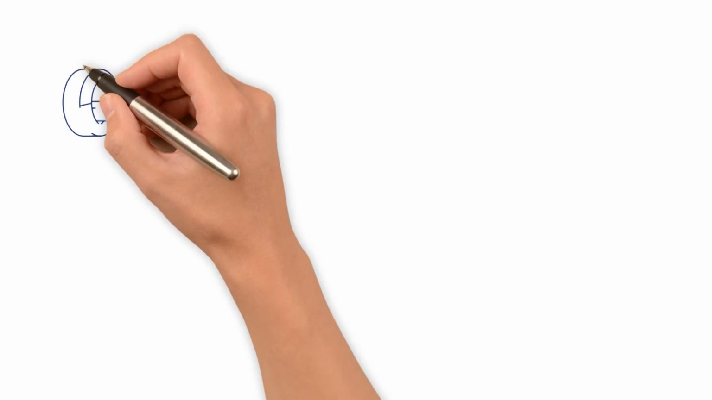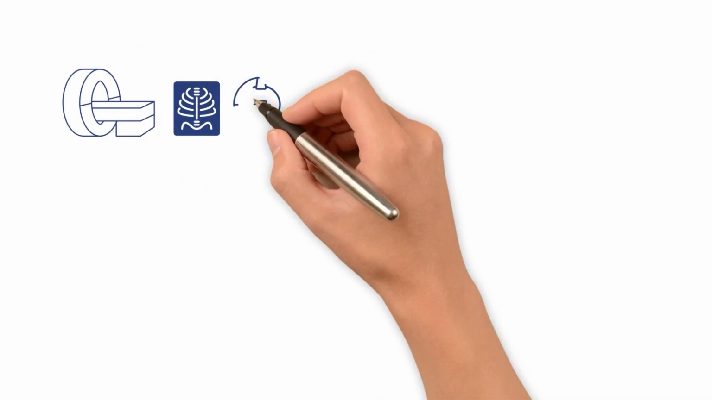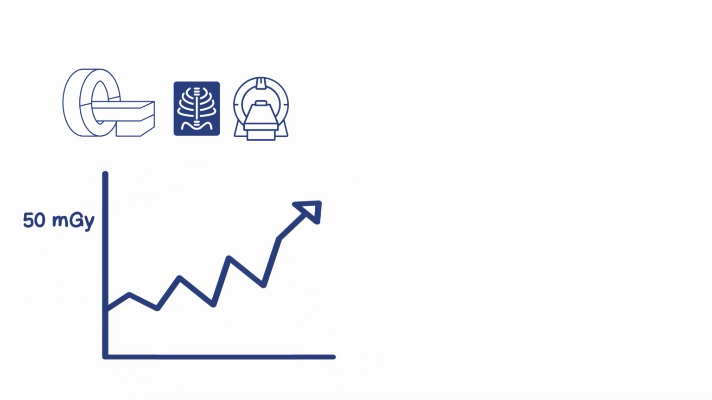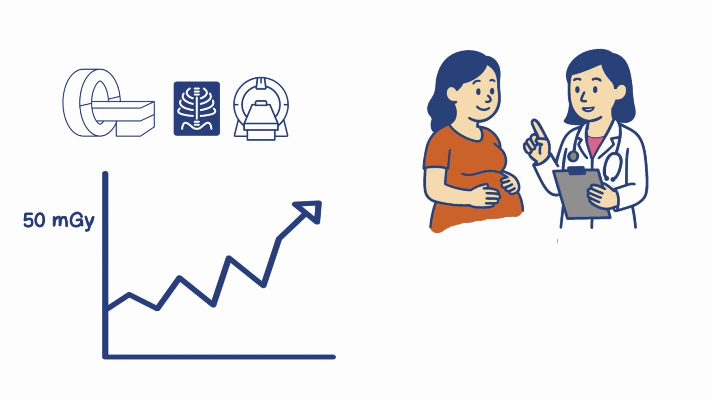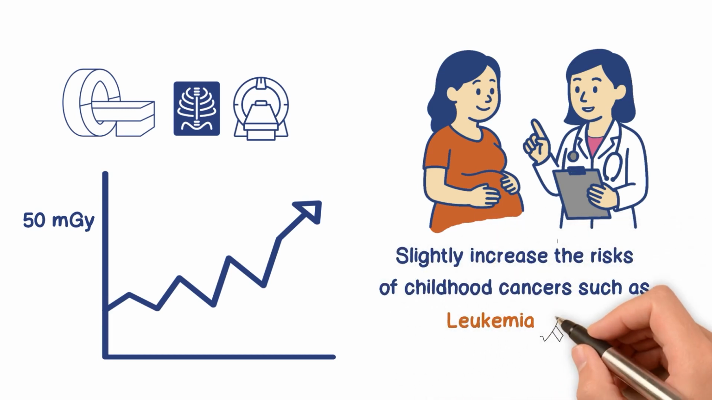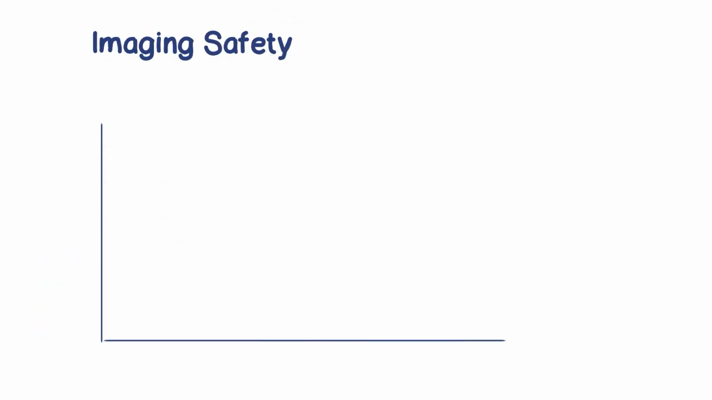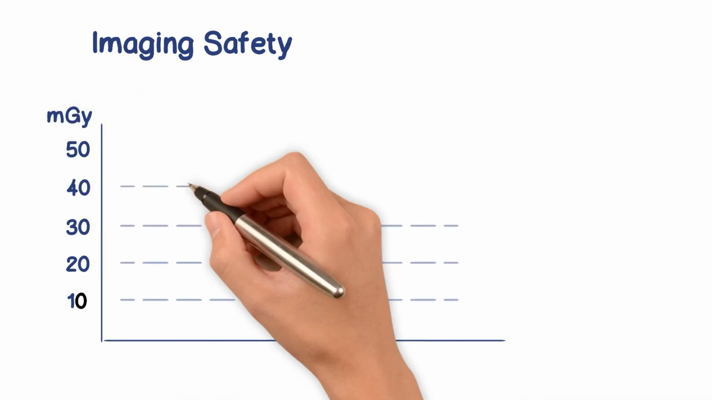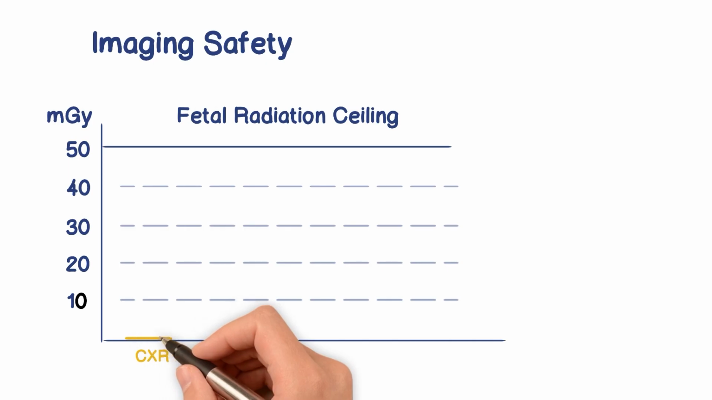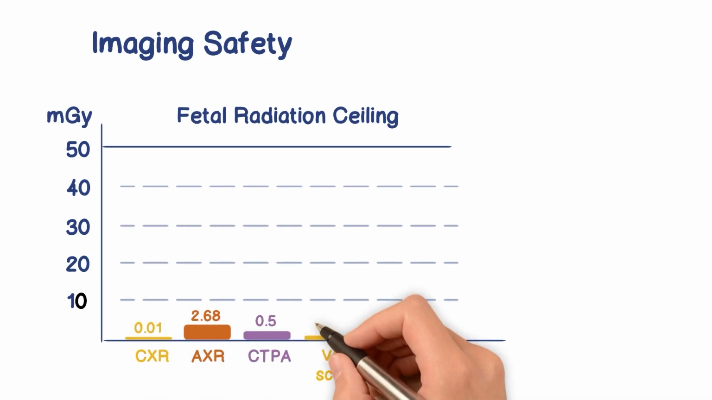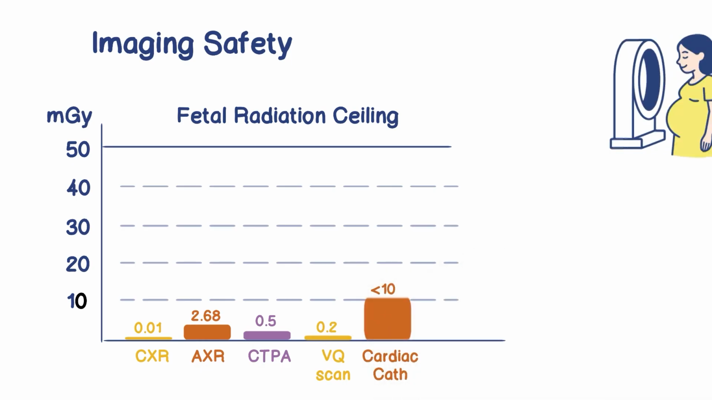Most imaging is well below the fetal radiation ceiling of 50 milligray or more. Of note, it takes radiation levels of 50 milligray or more to slightly increase the risks of childhood cancers such as leukemia. This table indicates the approximate radiation exposure to the fetus by imaging modality and should serve to reassure you that when indicated, these tests should not be withheld because of pregnancy.